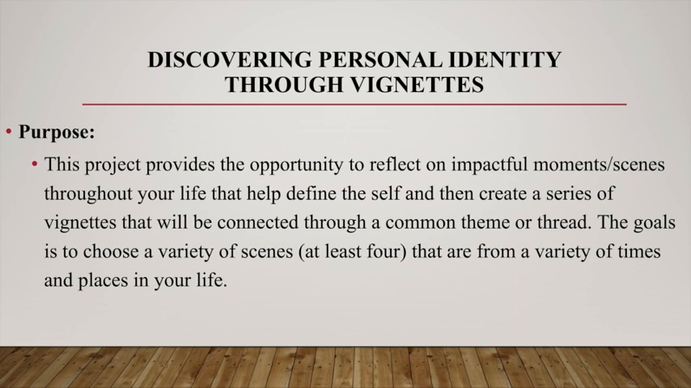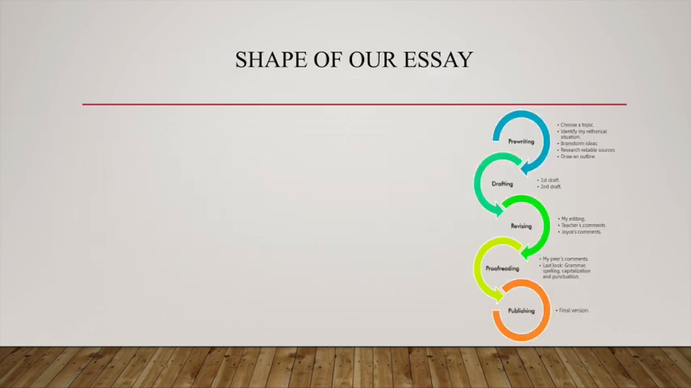So, for example, if you are going to use the identity of student, and you define you as a student as being determined and intrinsically motivated, then you're going to pick scenes throughout your life that you would say led to you being that determined and intrinsically motivated student. Again, we're going to walk through that process step by step.